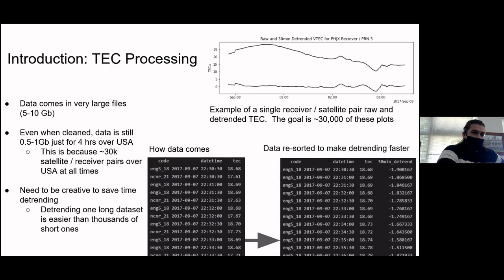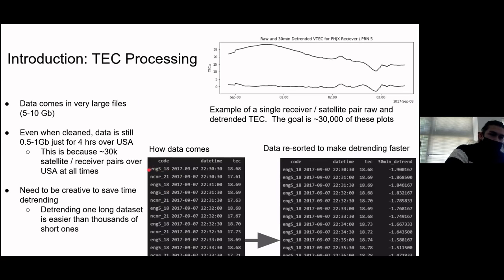So what do you do? It turns out that the way that some of the Python libraries are written, it's way easier to detrend a data set that's 30,000 times as long, just one data set, than 30,000 short ones, which I did not understand at first, but it just makes it much, much faster. It takes like 10 minutes to do this, whereas it would take days. So I downsample the data to only include 2 satellite receiver pairs. In reality, there would be 30,000 of them here.